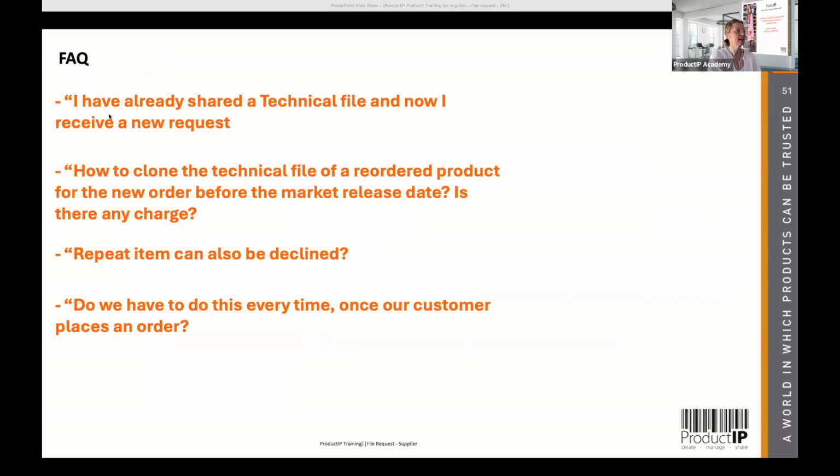This is a frequently asked question. I have already shared a technical file and now I receive a new technical file request. It's about reordering, and every reorder should have its own technical file because it shows compliancy. Maybe you created a new batch with new raw material. Maybe you have changed a little bit on the product. So actually you have created already a technical file for the first batch. Maybe this is not applicable to your new batch. So that's why you have to create a technical file for this new batch also.